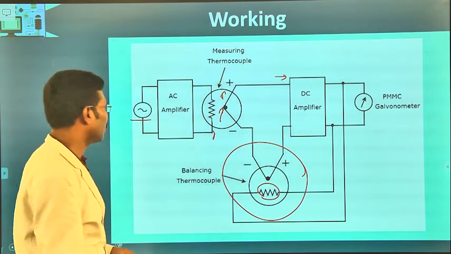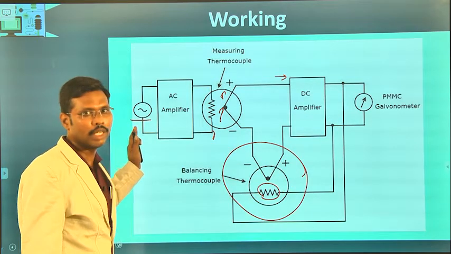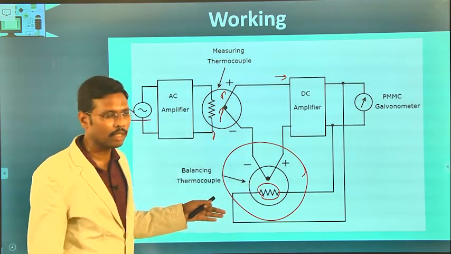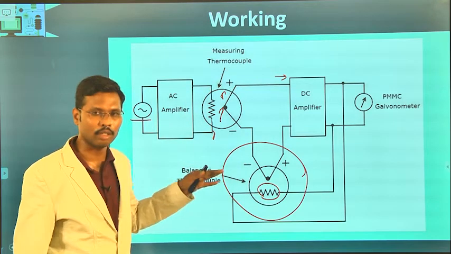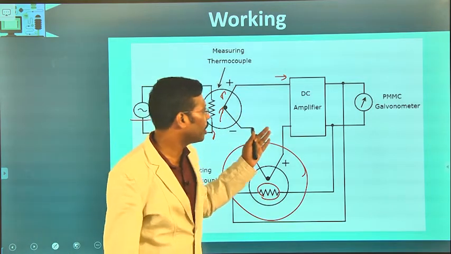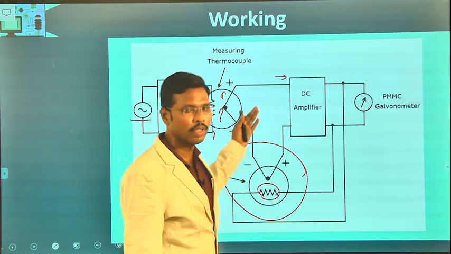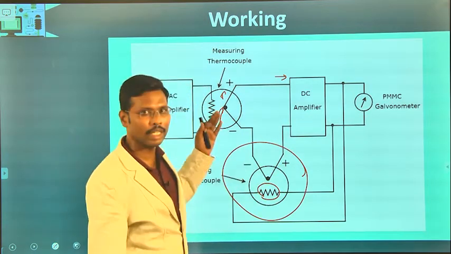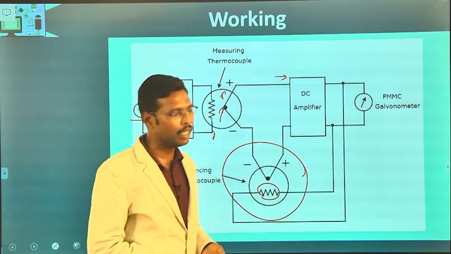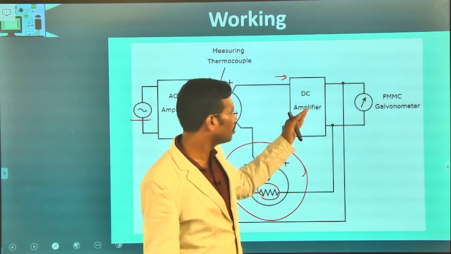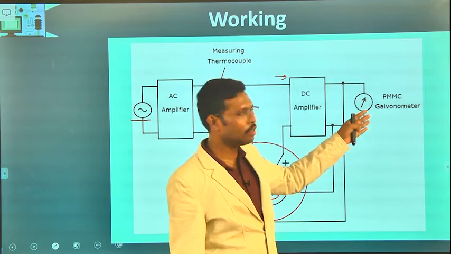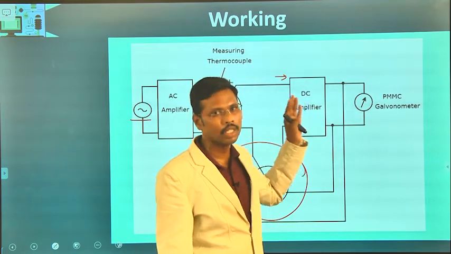So, we will once again take this one. When there is no input signal to this meter, both the thermocouples are at the same temperature, and both the heating coils of these thermocouples are at constant temperature. So, the signals generated by these two thermocouples are equal, and the input given to this amplifier is the difference between the two signals. As the two signals are equal, there will not be any error signal. So, the amplifier will not have an error signal as its input, the output of the amplifier will also be 0, and that is connected to the PMMC galvanometer. So, PMMC also shows 0 deflection.